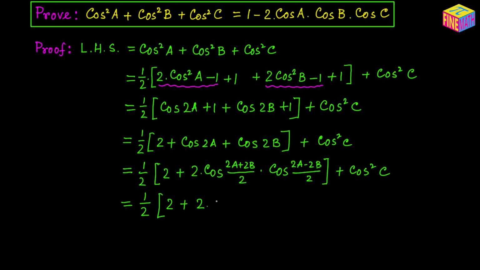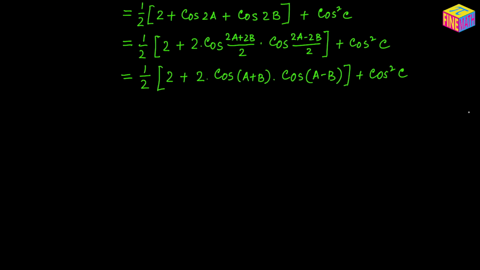So we can write it as 2 times cosine of A plus B times cosine of A minus B, because 2A minus 2B over 2 is actually A minus B, and then outside of the bracket we have cosine square of C. Now let's simplify this a little more. Now we are going to remove the bracket and see how that looks.